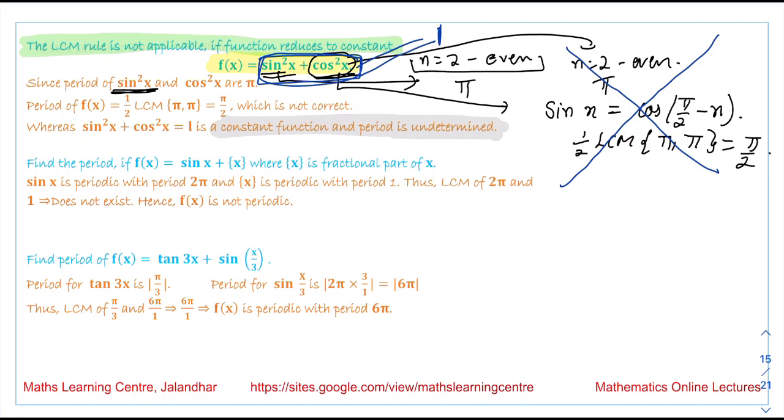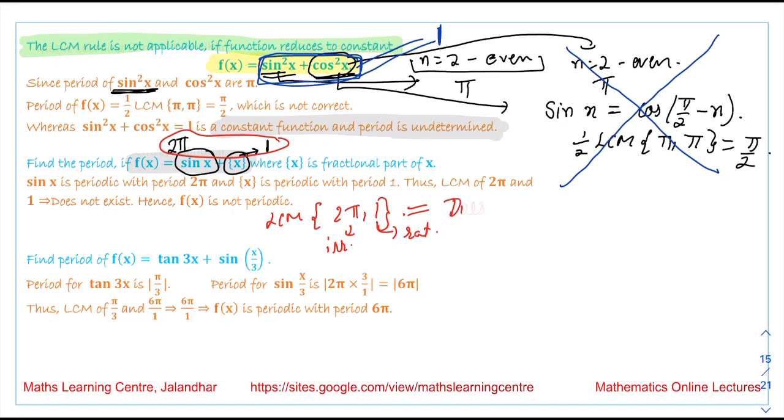Next, find the period of the function. The next question we have is f(x) is equal to sin x plus fractional part of x. We know that the function sin x has the period 2 pi. The function fractional part of x has the period 1. So, it is the sum of these two functions, and the period we should have over here should be the LCM of 2 pi and 1. This is an irrational number. This is a rational number. So, we are saying this does not exist, and if this does not exist, then f(x) is not periodic, because the LCM of these two numbers does not exist. So, f(x) is not periodic.